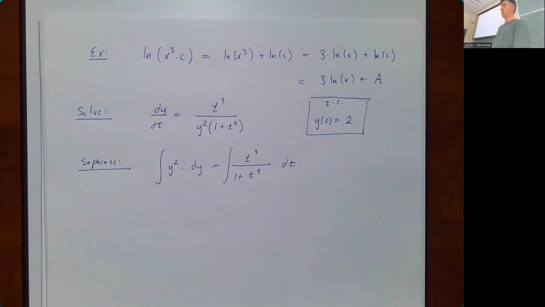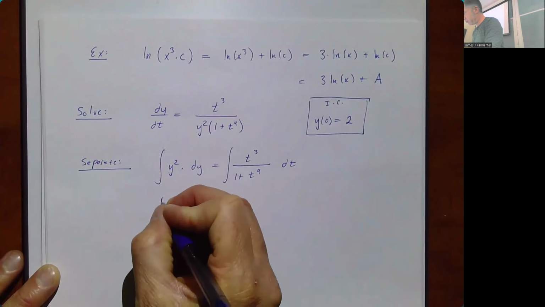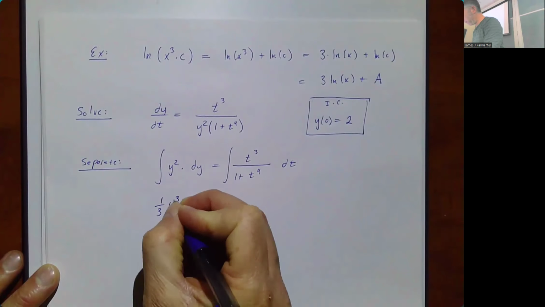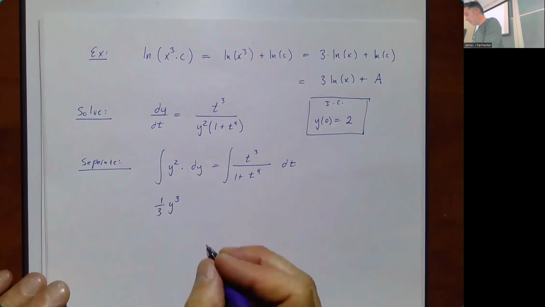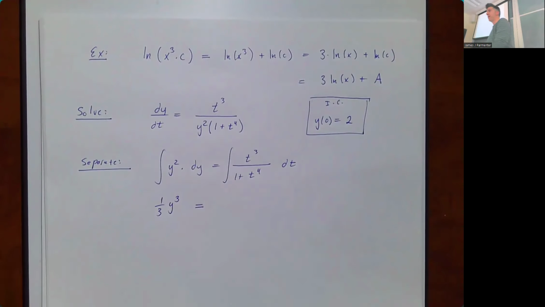The left-hand side should be relatively straightforward. We're integrating y squared. We're going to get 1/3 y cubed, or y cubed over 3 if you prefer. I'm not going to write plus c on the left. I'm just going to leave it as 1/3 y cubed. And then the right-hand side is a little bit more complicated to anti-differentiate.